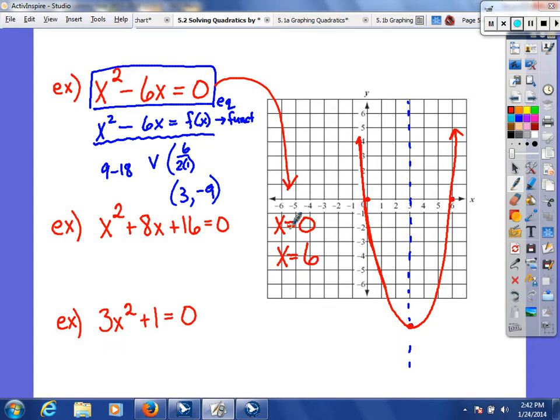Think about it. If you plug in 0, what's 0 squared? 0. Minus 0, what's 0 minus 0? 0. It works. If I plug in 6, what's 6 squared? 36. What's 6 times 6? 36. What's 36 minus 36? 0. It works.